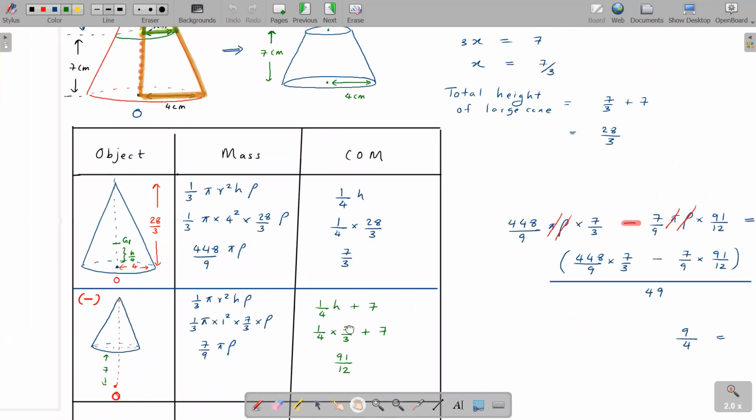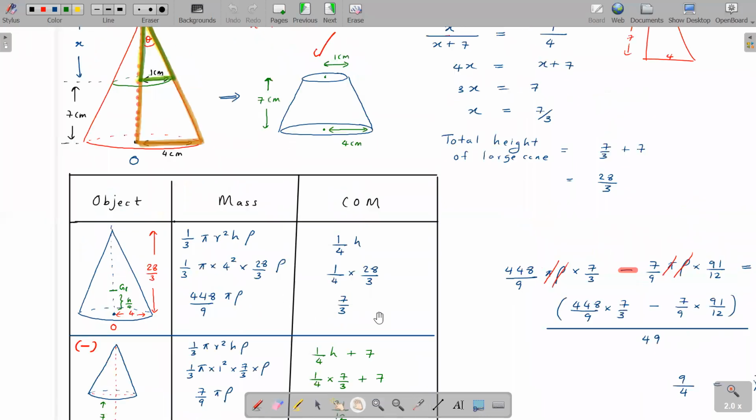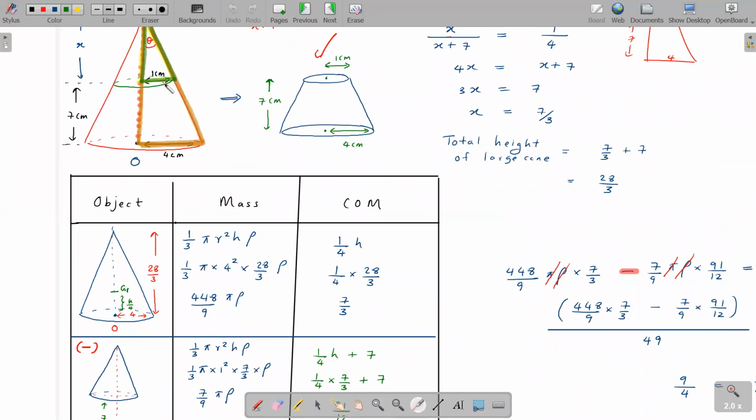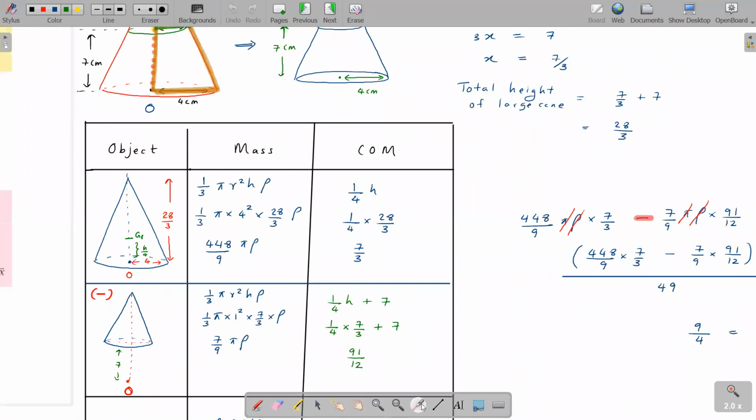In the smaller cone, you can see the volume is 1 over 3 pi r square h into rho. So once again, 1 over 3 pi, radius is 1, right? The smaller cone had a radius of 1 centimeter. We can see that clearly. And what about the height, guys? Height of the smaller cone is x, which is 7 over 3. Can you guys see? That's what I've used over here. And then into rho, right, guys? So rho is the mass per unit volume here. So then I get 7 over 9 times pi rho.